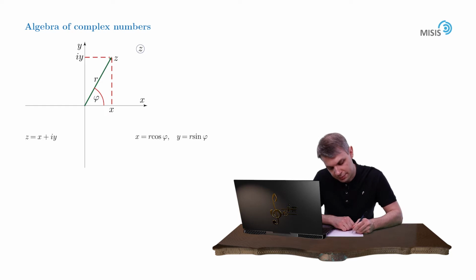And now our complex number is represented as r times (cosine phi plus i sine phi), where r is obviously the modulus of the complex number, while angle phi is called an argument of the complex number.